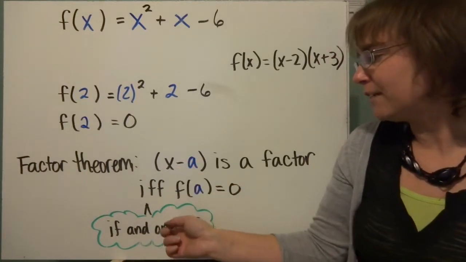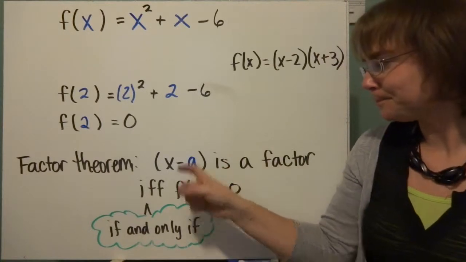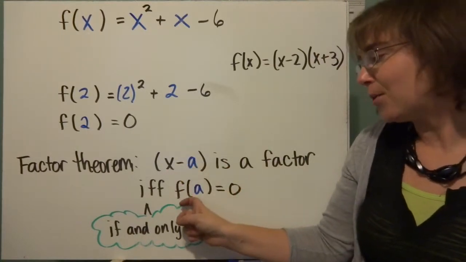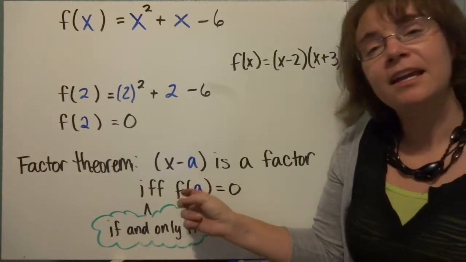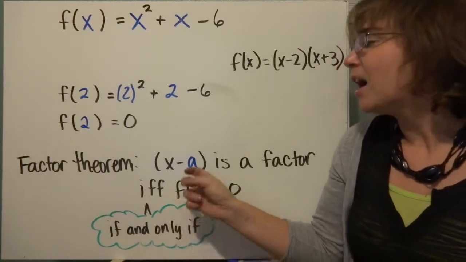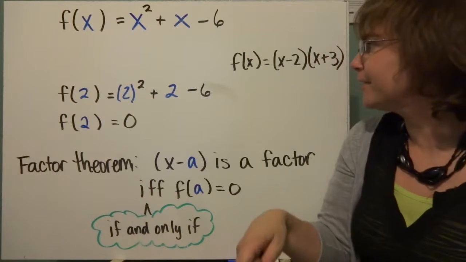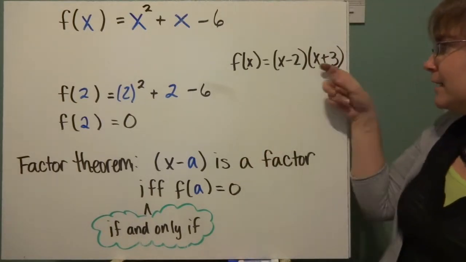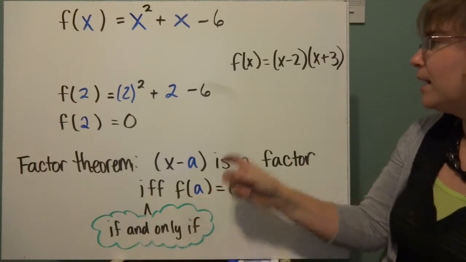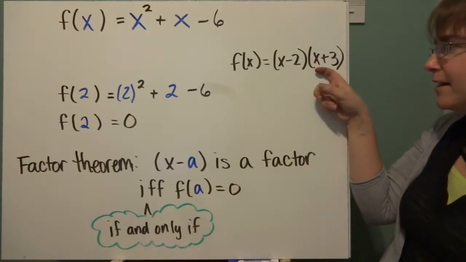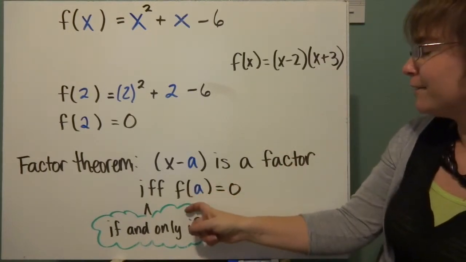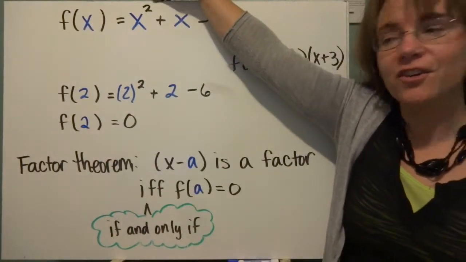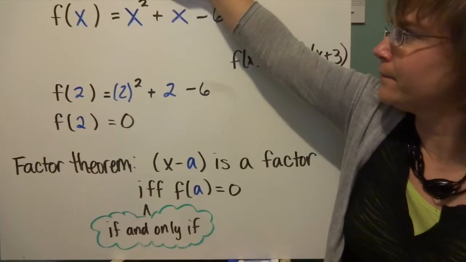So this if and only if means this can go both ways. If I know x minus a is a factor, then I know f of a has to be 0. If f of a is 0, I know x minus a is a factor. So if f of negative 3 is 0, I know x plus 3 is a factor. If f of 2 is 0, I know x minus 2 is a factor. That's the factor theorem.